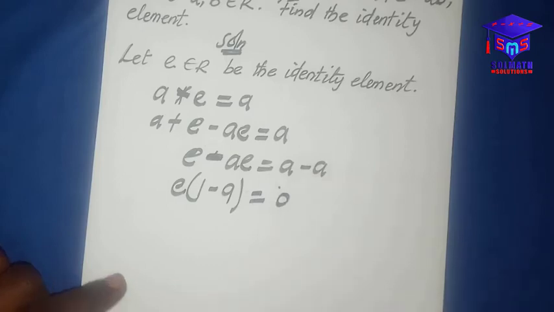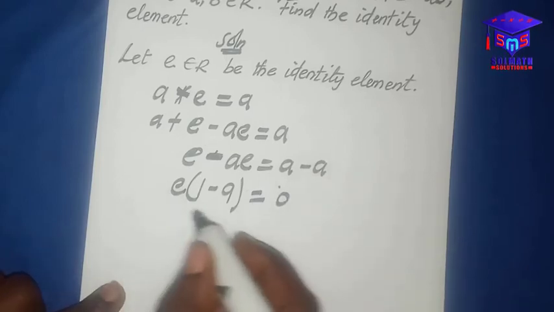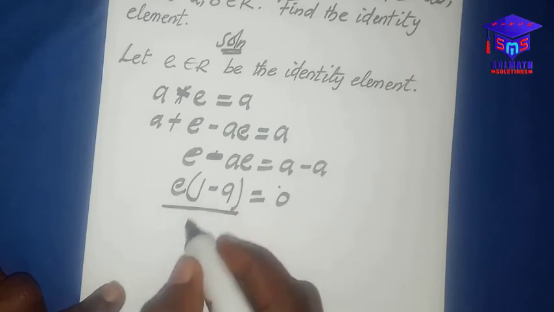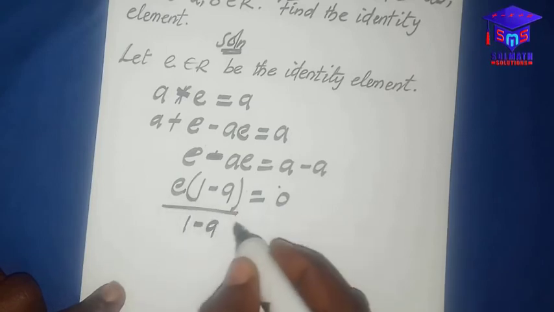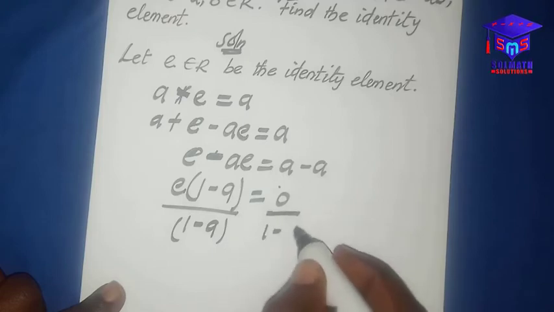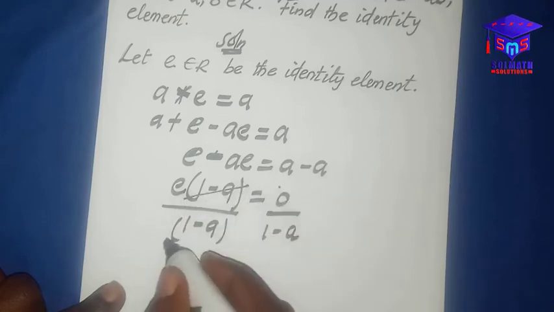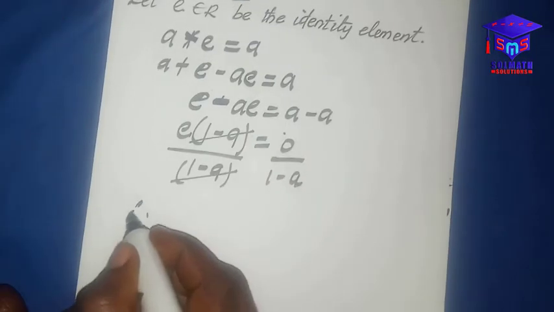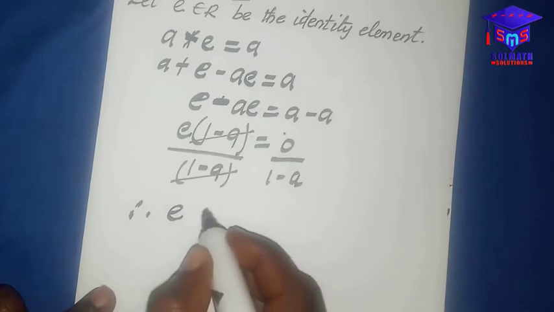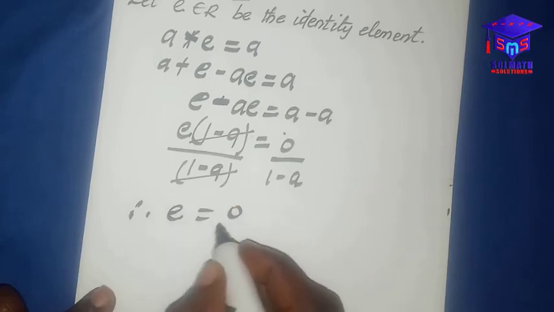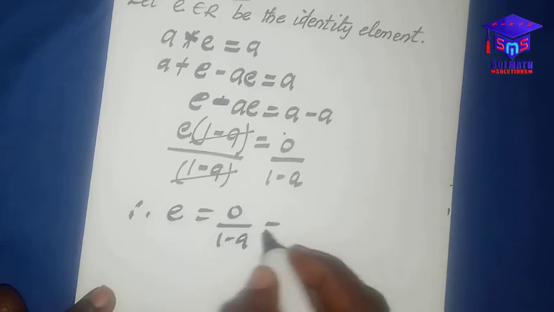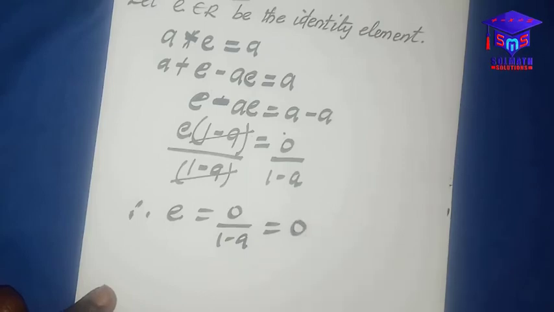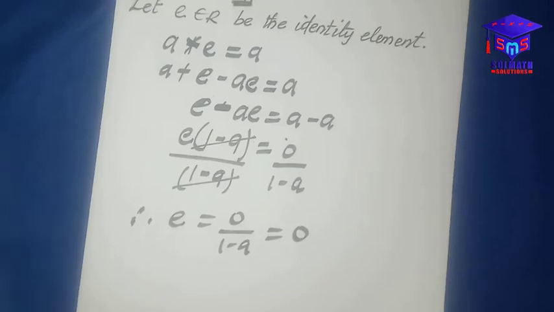This is equal to A minus A, which is 0. Now our identity element is E, so we are looking for E. You divide through by 1 minus A, so that this one will cancel this one. Is that right? Good. Therefore our identity element E is equal to 0 over 1 minus A, which is the same as 0. Good. So that is our identity element. Good. Let's look at another example.